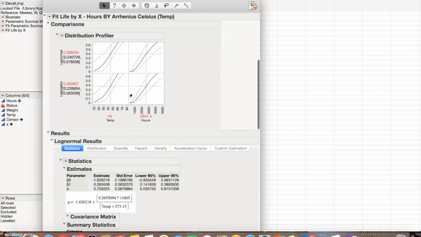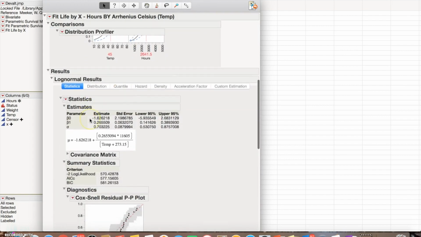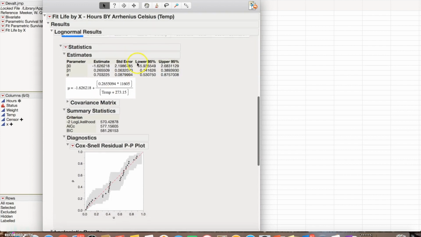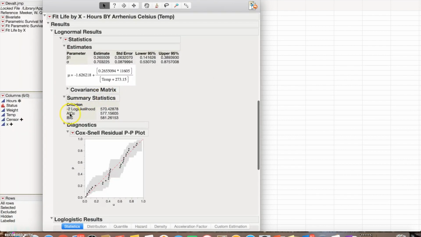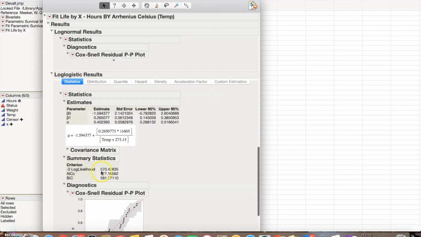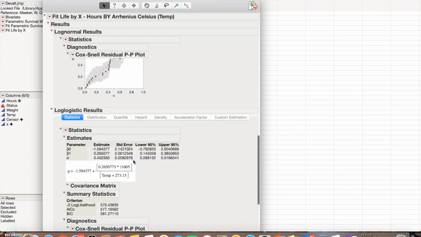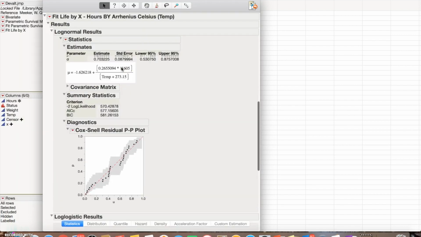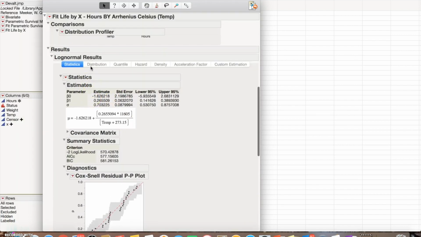So going down a little further, we can see the statistics of the entire thing. So right here, we can see the AIC, and it's giving us a value of 577.156. And I'll go down a little further to look at the log logistic results, and that's giving us an AIC of 577.165. And it is very, very close, but the one with the lowest value is the one from the log normal, which shows us that this is the best model that we have.